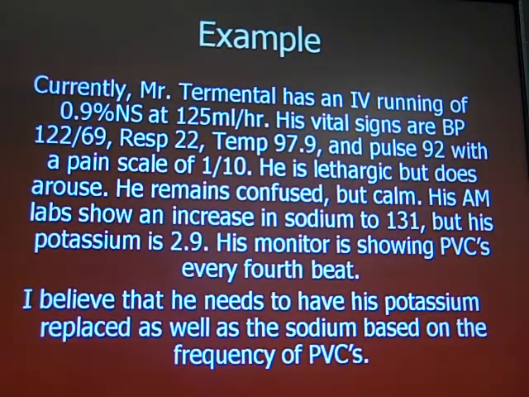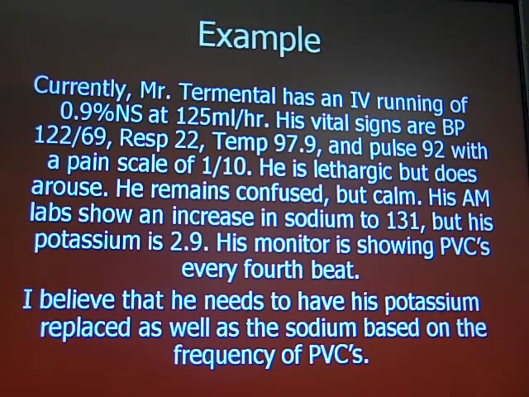Here is the example. Currently, right now, Mr. Tremental has an IV running of normal saline at 125. His vital signs are. Now, are those vital signs better? Yeah. He has a pain scale, the 5th vital sign. He is lethargic but does arouse. He remains confused but calm.